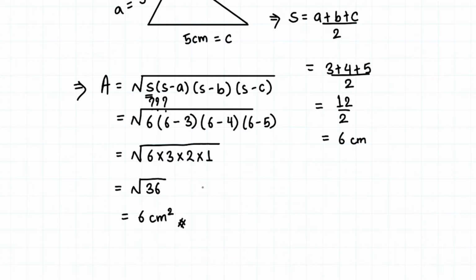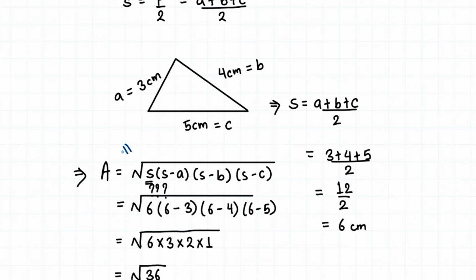So in this way, we can use Heron's formula to find the area of a triangle, even when the height is not given in the question. The most common mistake is that they try to find the area first without knowing the value of S. If you do that, you can't find the value of the area. So the first thing you need to do to use Heron's formula is find the value of S, and then use the formula of area, put in those values and find the area. So that's our third formula.